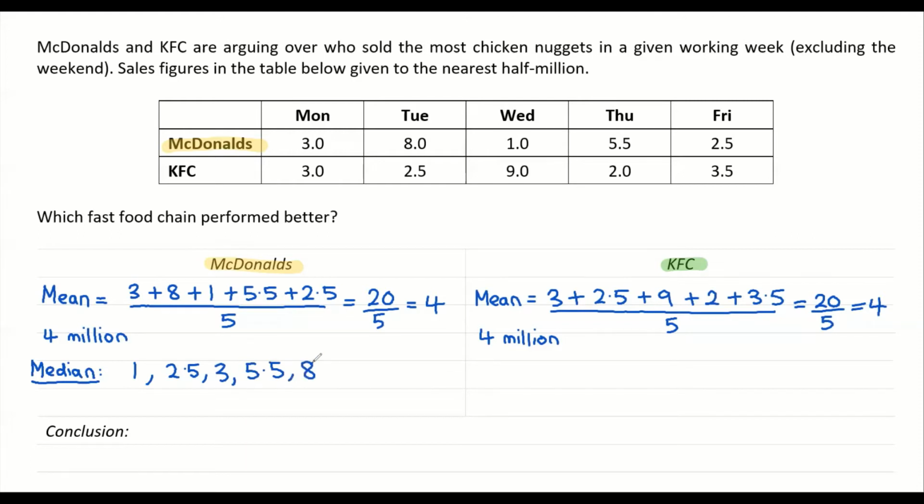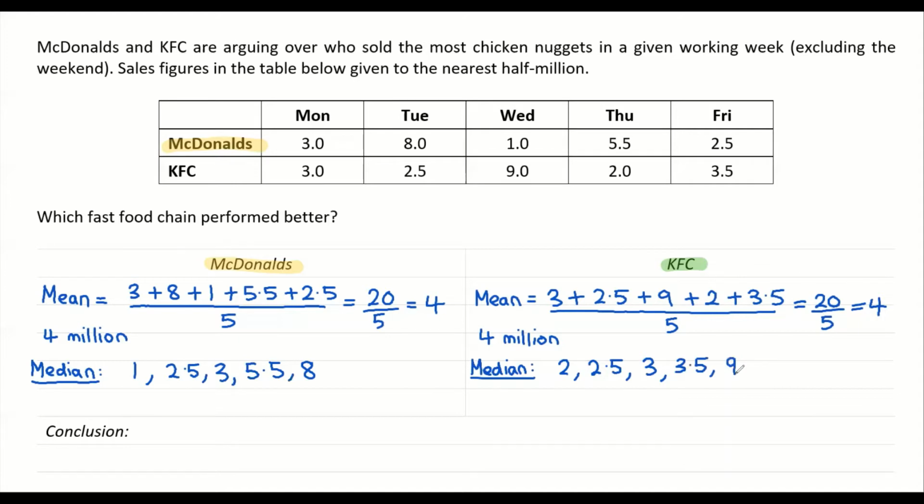Okay, and while we're at it, let's do the median for KFC as well on the other side. So put the numbers in order. So we have 2 for our lowest value, then 2.5. Okay, then we have 3, 3.5, and much larger at the value 9. Okay, now it looks like we're going to have some problems here.